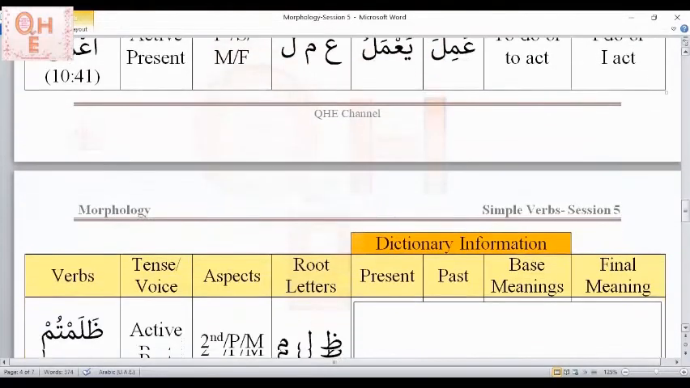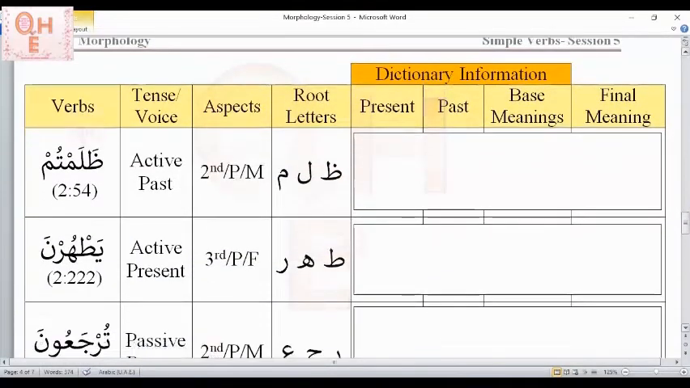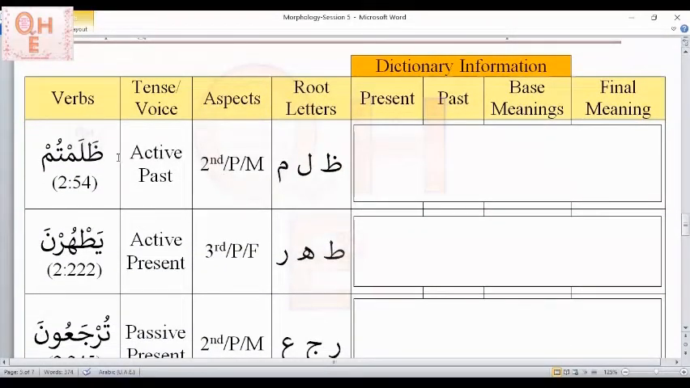Let's go over them, inshallah. So over here we have ظلمتم. The moment I see tum, it tells me this is past tense. Also, I don't see wuli. So this is active past tense. And if you run the table in your mind, you will see it will fall under second person plural male. And if I exclude the tum, what are the root letters? Wa, lam, mim. Let's make a note of these root letters.